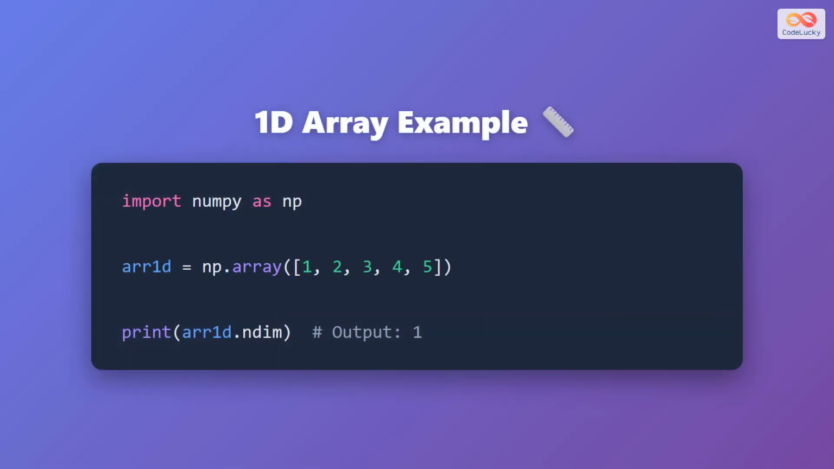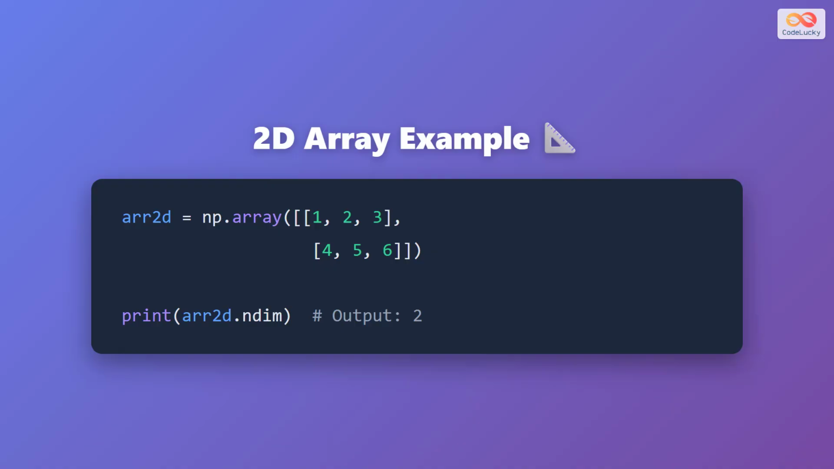Let's look at a practical example with a one-dimensional array. First, we import NumPy as np, then we create a one-dimensional array called arr1d containing the values 1, 2, 3, 4, and 5. When we print arr1d.ndim, the output is 1, confirming that this is a one-dimensional array.